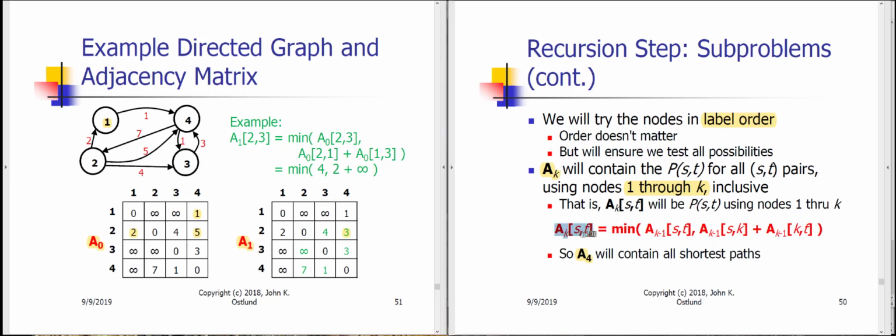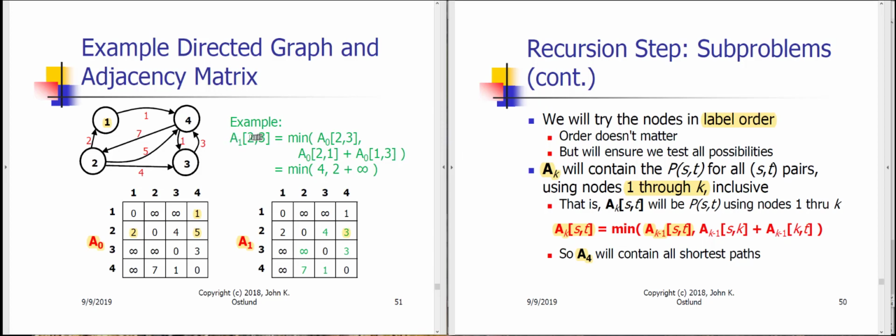Okay, so if we now take a look back at this messy formula here on slide 50, what we're saying is that in the matrix A sub k, where nodes 1, 2, etc., up to k are permitted as intermediate nodes, the value in a given source comma target slot in the A sub k matrix is going to be the minimum of the value from the A sub k minus 1 matrix that we already know, or the sum of going from S to K in A sub k minus 1 plus going from K to T from A sub k minus 1. See, this is what we had over here.